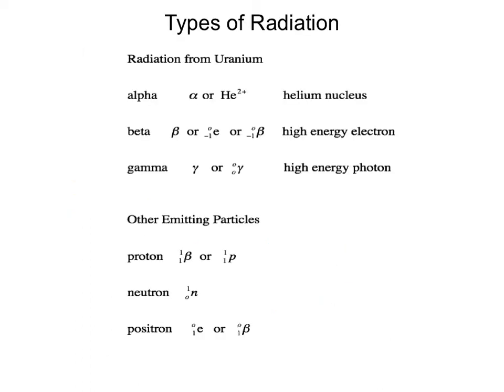Here's more on the symbolism of these different particles. Alpha, or helium 2+. Again, sometimes you see that 2+, sometimes you don't. Beta, electron negative, or beta -1. Gamma 0 to indicate it's neutral. But there are other particles as well that are given off by other substances.